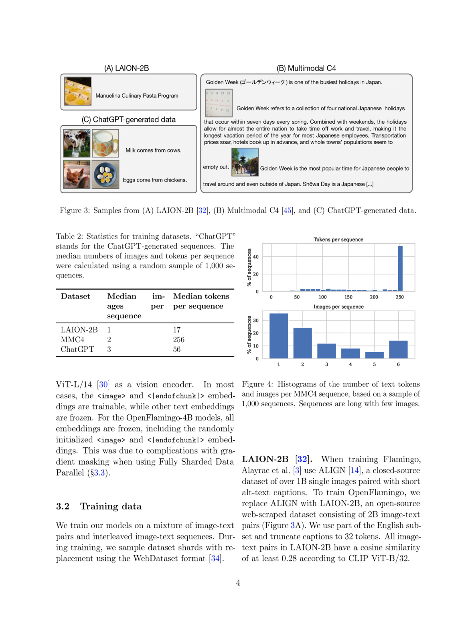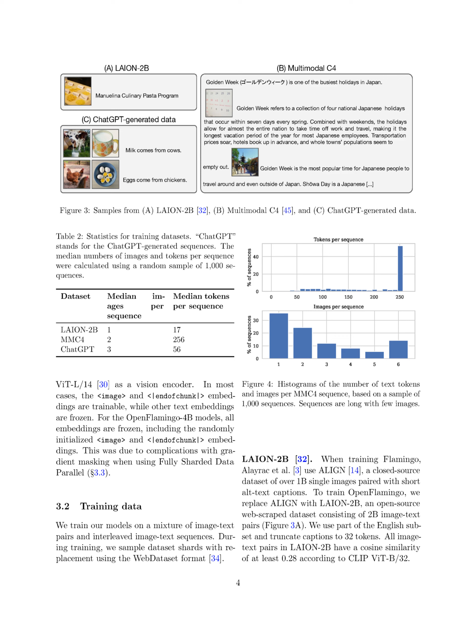For the OpenFlamingo-4B models, we also experimented with training on synthetic data generated by ChatGPT, as shown in Figure C. These 417,000 image-text sequences were created by prompting ChatGPT to generate a sequence of interwoven text and image alt texts, which stand in for images. The alt texts are used to find corresponding images from LAION5B. More details about the prompting and data construction process can be found in the appendix.